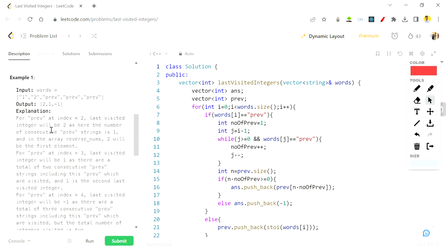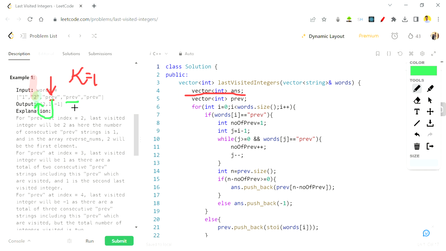So let me walk through the example first. I'm having a vector of strings given to us. Whenever I'm encountering a previous, I need to maintain a vector of answers, which is basically going to return the kth previous element. For example, here k equals 1, that is the first previous element with respect to this keyword. So for this previous I'm going to get this one.